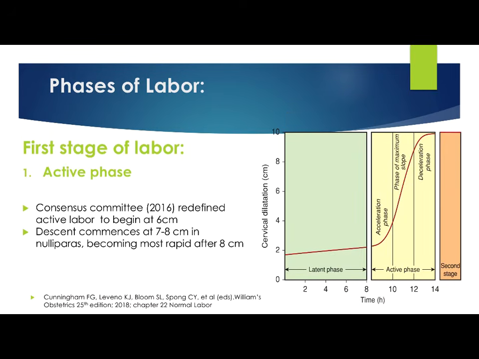Now, the second phase of labor is what we call the active phase of labor. In the past, we used the 4 centimeter threshold to define the start of the active phase of labor. But since 2016, the Consensus Committee of the ACOG and the Society for Maternal Fetal Medicine recommended a 6 centimeter cutoff or threshold for the start of the active phase of labor. Descent commences at 7 to 8 centimeters in nulliparous, becoming most rapid after 8 centimeters cervical dilatation.